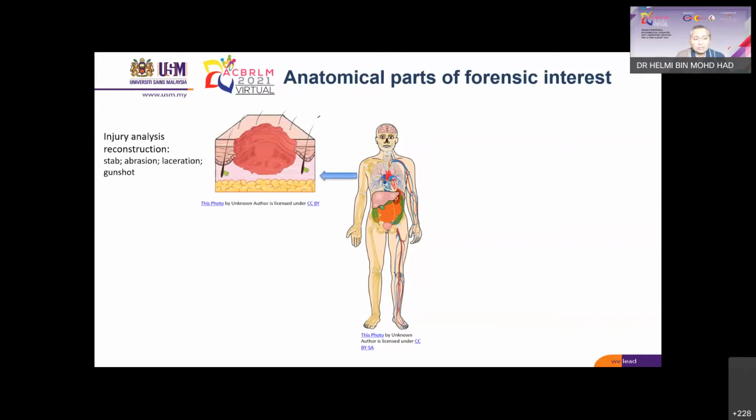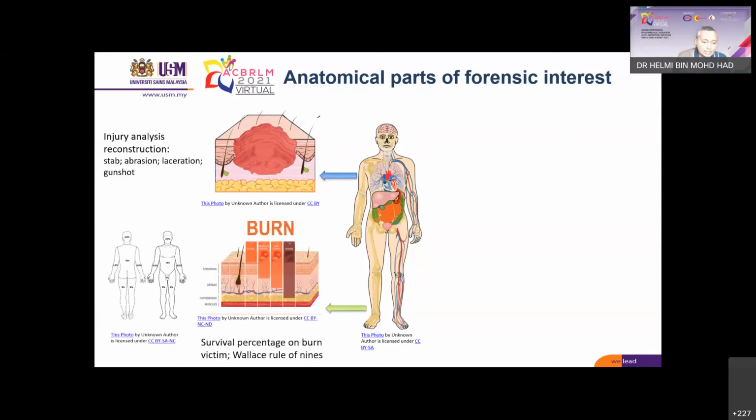From the skin, we can conduct injury analysis. So injury analysis is important in forensic science because it can corroborate the weapon. So it can help in crime reconstruction. You can determine based on the wound whether the weapon is a sharp weapon, whether it's just a laceration. There are a lot of kinds of wound characteristics which can be noted from the skin surface and the layers of the skin.